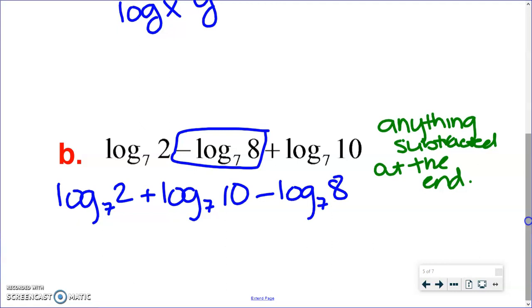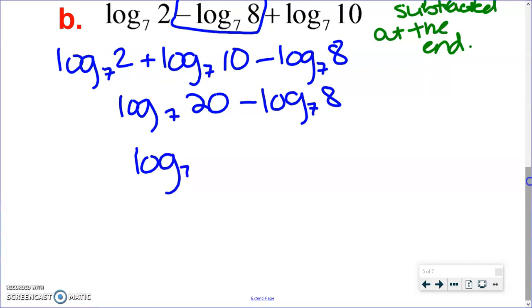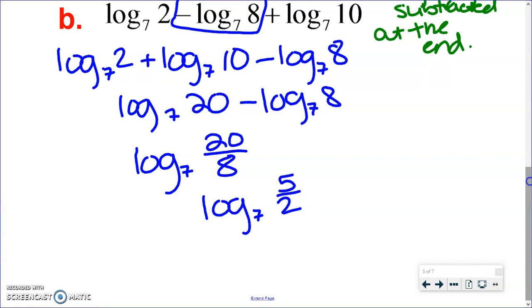Then we can go ahead and condense, condensing our addition pieces first. So log base 7 of 2 times 10 is 20 minus log base 7 of 8. One more time then, we have log base 7 of 20 over 8. And if we want to simplify that, we can divide 4 out of both, which is the same as log base 7 of 5 halves. That is as condensed and simplified as it gets.